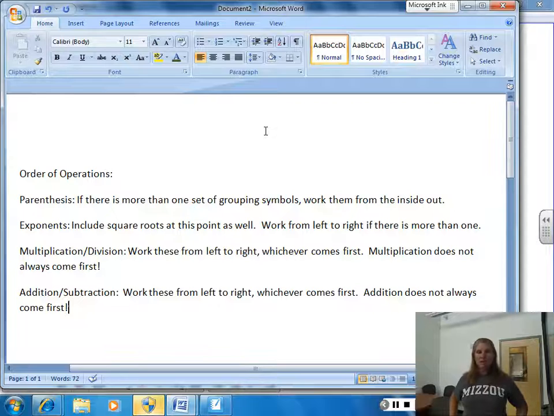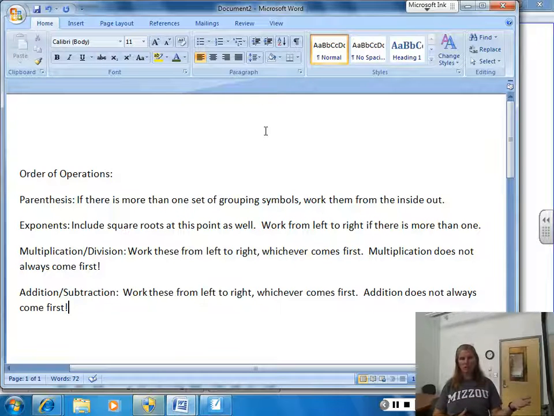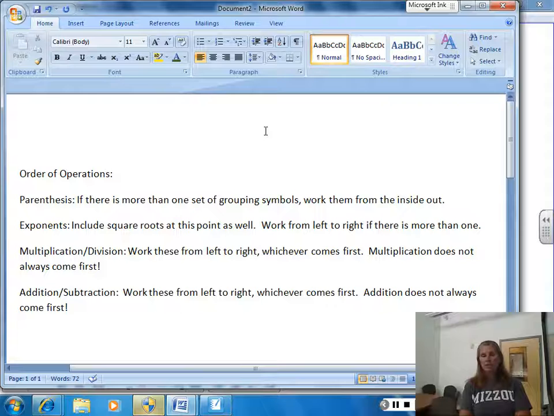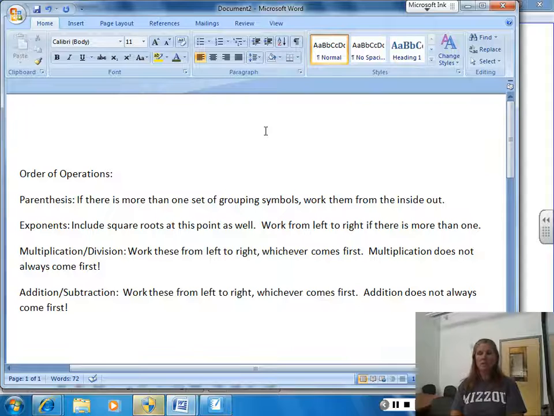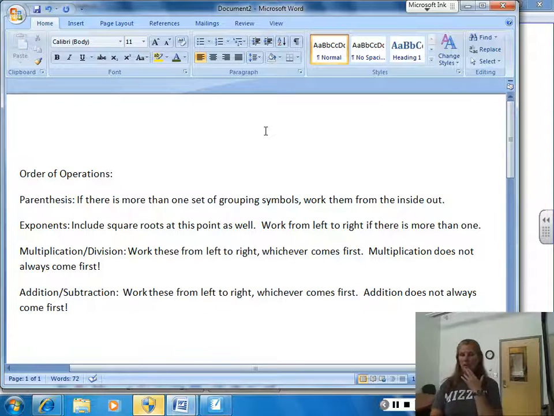And then addition and subtraction, same thing. Work these from left to right, whichever comes first. Addition does not always come before subtraction. Sometimes subtraction will come first and then the addition. But what I can say is that you always do addition and subtraction after multiplication and division. And if the person who wrote the problem wants you to do the addition or subtraction first, they have to put it inside parentheses. So that parentheses says, no, go ahead and do this first. No matter what operation, we're going to do what's inside the parentheses first. Then the exponents, then the multiply and divide, and then the add and subtract. So remember, please excuse my dear Aunt Sally. That's the order of operations.